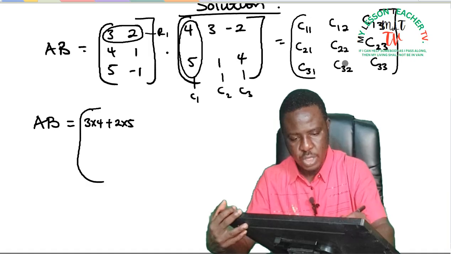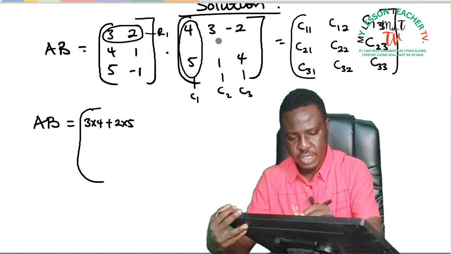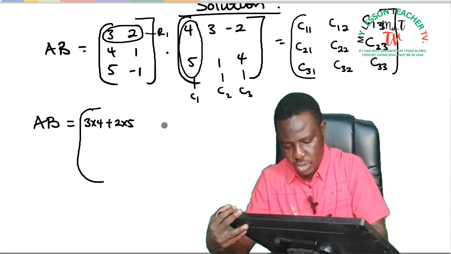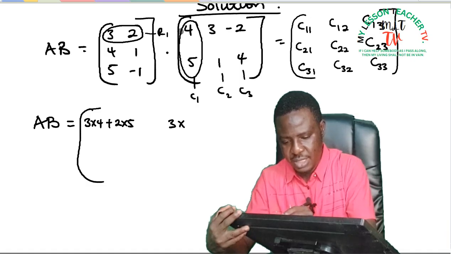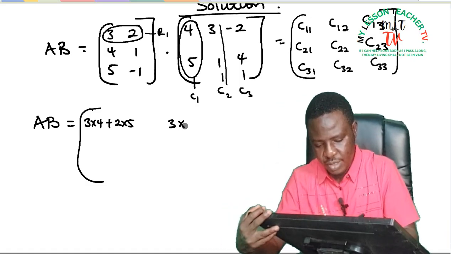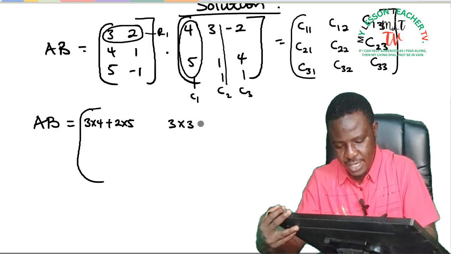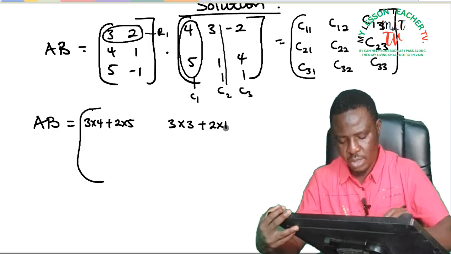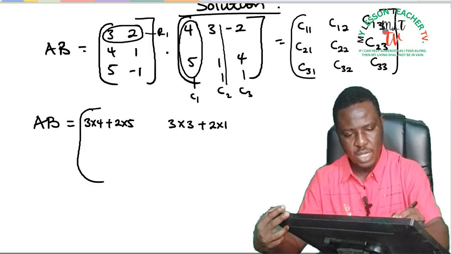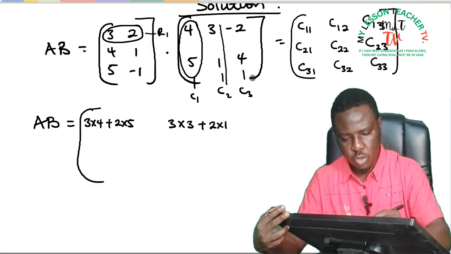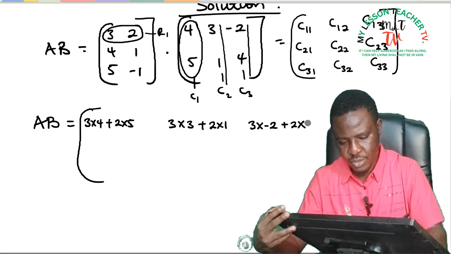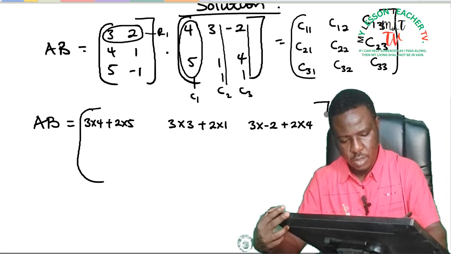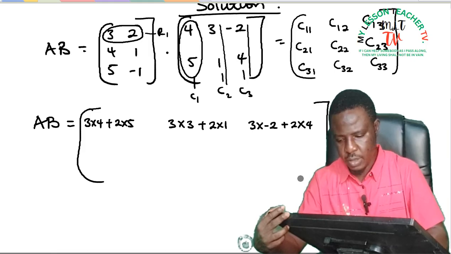And our C12 is going to be first row, second column. So this is going to be 3 times 3 plus 2 times 1. And our C13 is going to be first row, third column, which is this. So this is going to be 3 times minus 2 plus 2 times 4.